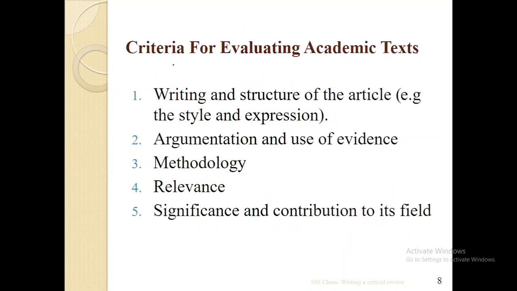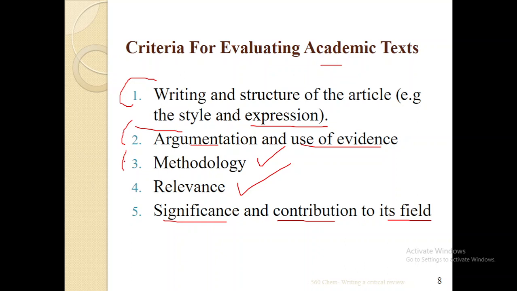Okay, now what is the criteria for evaluating the academic text? First of all, you need to evaluate the writing and the structure of the article, what the style is and what the expression is that is used by the author. And you need to evaluate the argumentation and the use of evidence, what kind of evidence is used by the researcher, and how the argumentation is done. You need to evaluate the methodology, you need to check its relevance, and you need to check the significance and how it is contributing something new to its field. So when you look at these aspects of a research paper, you are basically doing the evaluation.